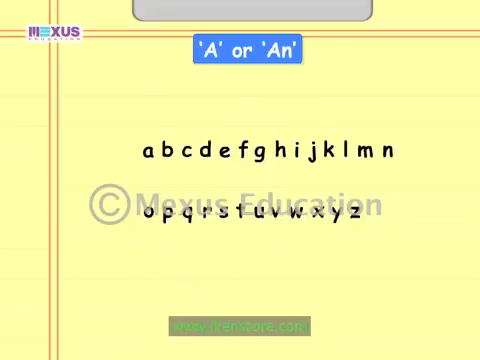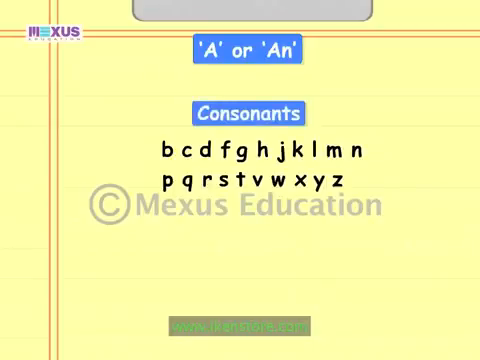The remaining letters of the English alphabet, other than A, E, I, O, and U, are called consonants. When a word starts with a consonant or a consonant sound, we use a before such words. For example, the word pan starts with the consonant P, having the consonant sound P. So we use the word a before this and say a pan.